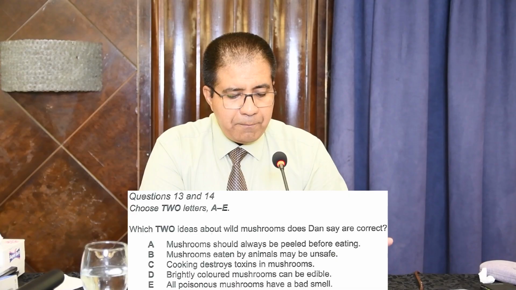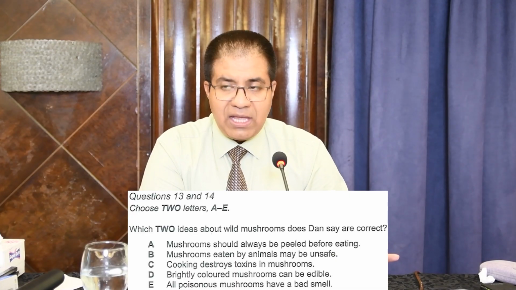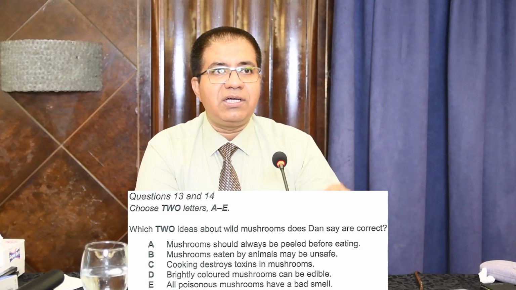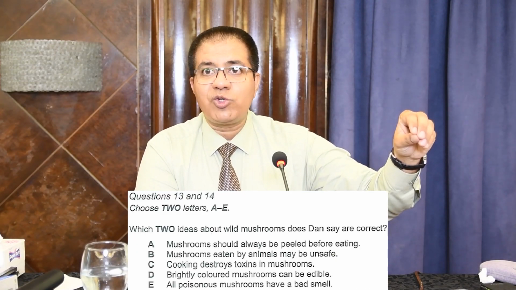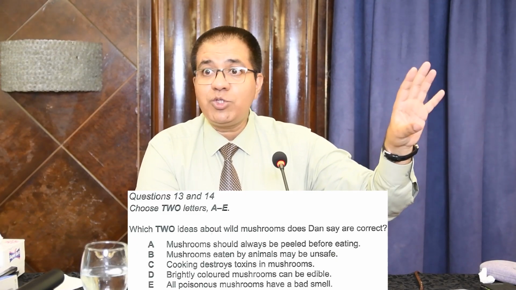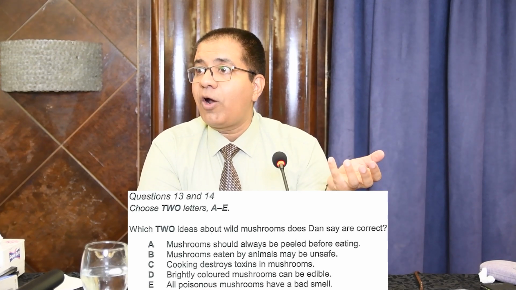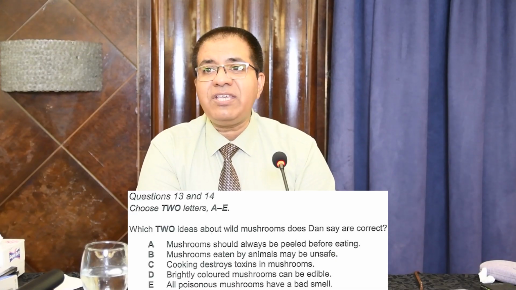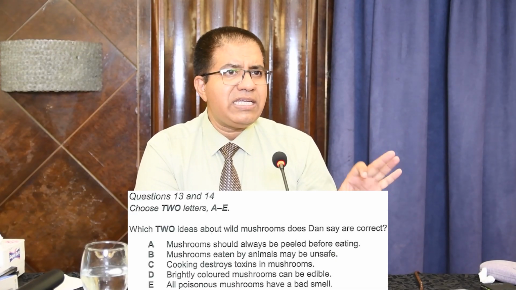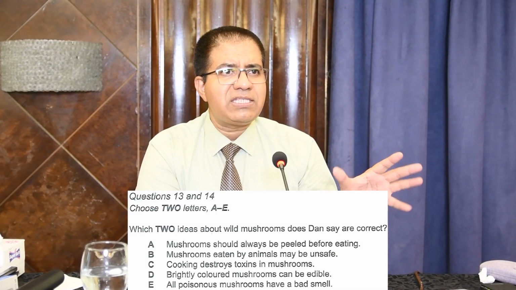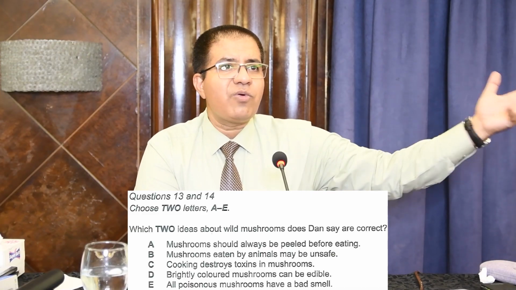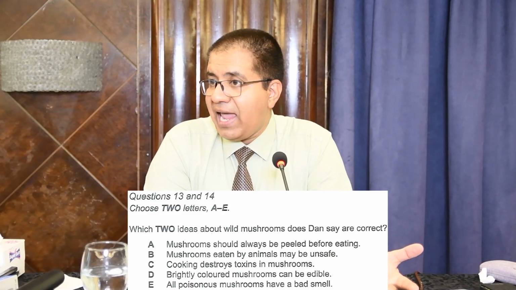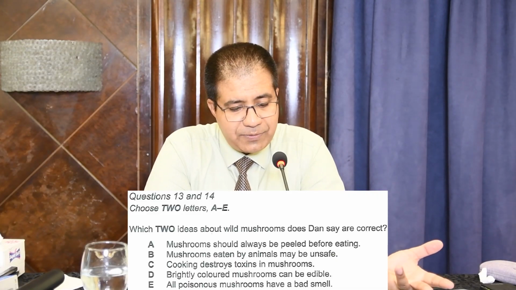Second, mushrooms eaten by animals may be unsafe. If he says don't eat a mushroom because a cat is eating that mushroom, it means for a cat it can be suitable, but you are a human, so it cannot be suitable. So, mushrooms eaten by animals may be unsafe. But if he says if any animal is eating a mushroom, it means it is safe for human consumption, so you can eat that. Right? So you just need to see which ideas are correct and which ideas are incorrect.